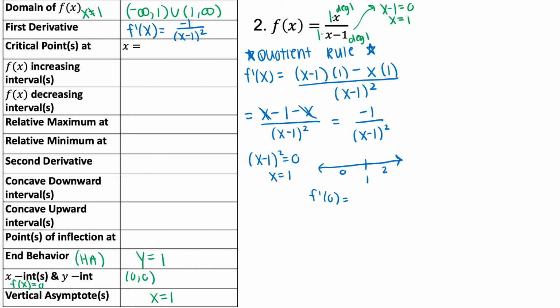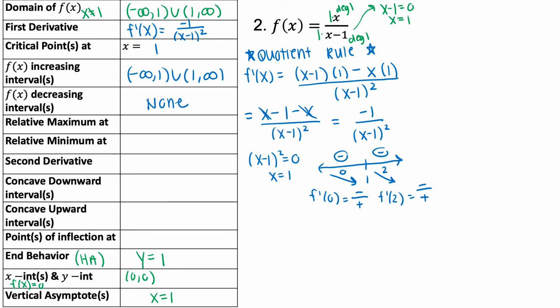F prime of 0, numerator is always negative, denominator is going to be positive. That gives us a negative value. And then f prime of 2, numerator is always negative, denominator is going to be positive, another negative value. So we are decreasing on both of these intervals from negative infinity to 1 and 1 to infinity. Critical point at 1. Sorry, I forgot to fill that in.